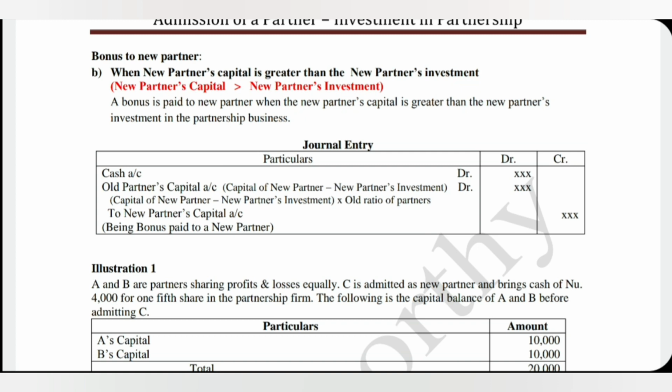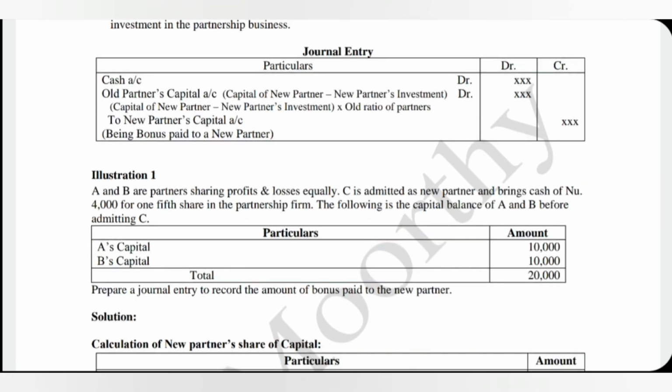Here you can understand from illustration number 1: A and B are partners sharing profits and losses equally. C is admitted as a new partner and brings cash of 4,000 for 1/5 share in the partnership firm. The following is the capital balance of A and B before admitting C. A's capital 10,000, B's capital 10,000, total capital is 20,000. Prepare a journal entry and record the amount of bonus paid to the new partner. So, when a bonus is paid to the new partner, you should understand that the new partner's capital is greater than the new partner's investment.